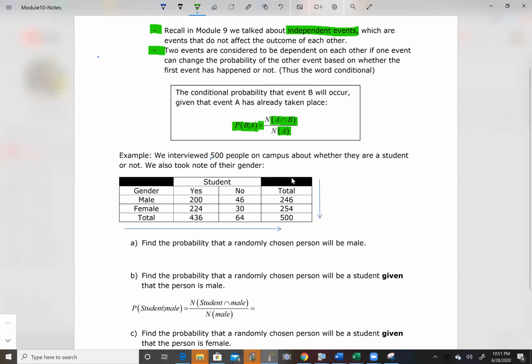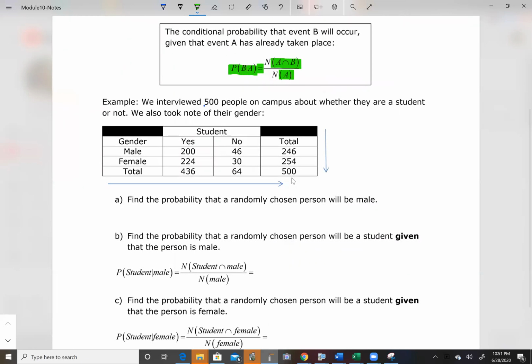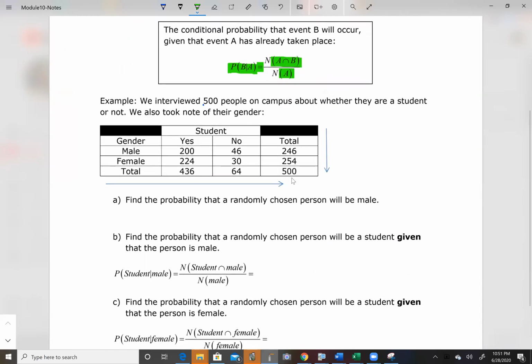Okay, so this first table, and I think it'll make a lot of sense looking at actual numbers. Just intuitively, this will make sense. So here we have a table. We interviewed 500 people on campus, so that's the total number of people. I'm going to keep to the highlighter. The total number of people we interviewed was 500. We asked whether they are a student or not. We also took note of their gender. So here we have student, here we have gender.